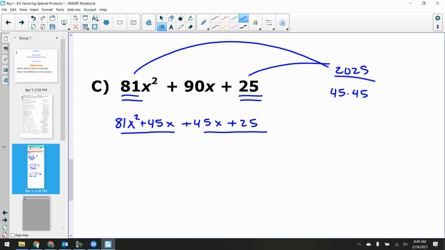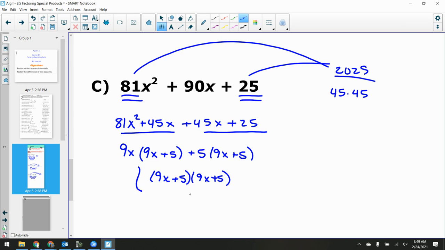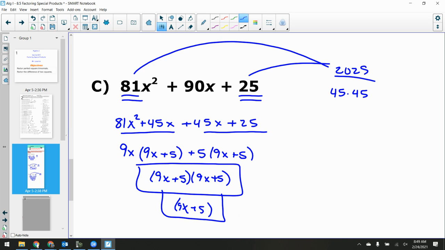All right, so we've got a 9x as my GCF to leave us with a 9x plus 5. And then we have a GCF of a 5 to leave us again with a 9x plus 5. And now this again is one of those ones where it's the same thing repeated over twice. So you can write that as your answer, or if you'd like to write it as 1, since it's the same thing, 9x plus 5 squared. That works too.